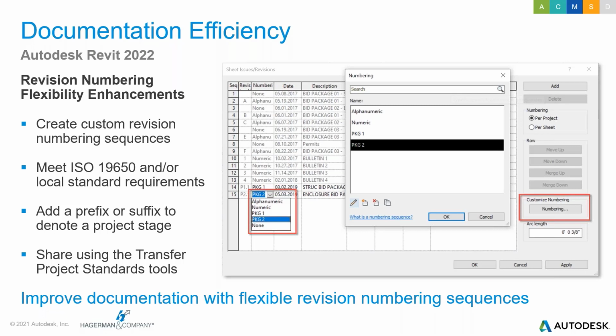You can now specify the minimum number of digits to maintain a standardized length or other local or regional standards. Use a custom prefix or suffix to denote a project stage or phase. Customize the sequence of characters to meet your project needs. Then you can share the revision numbering sequences to other projects using the transfer project standards. So again, big improvement here.